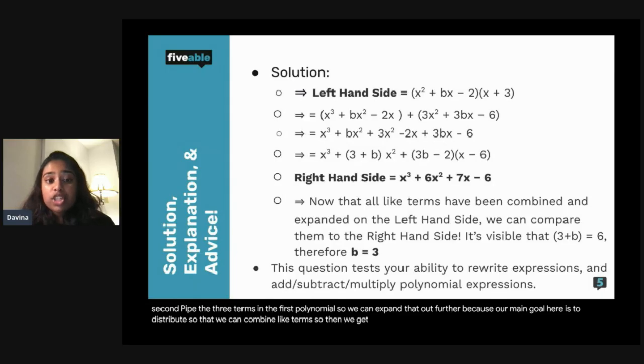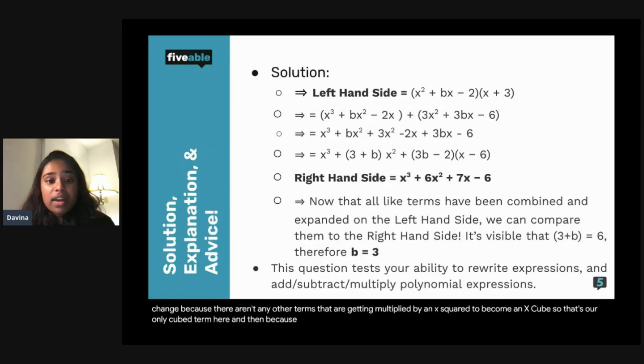So then we get x cubed. There aren't any other terms here that have x cubed, so x cubed is by itself, plus bx squared plus 3x squared. So we're starting to combine and write down our terms that are similar, minus 2x plus 3bx minus 6. Again, we can still combine this further because we still have like terms that haven't been fully combined yet. They're just arranged nicely so that when we do need to combine them, we can. So now we have x cubed. Again, that doesn't change because there aren't any other terms getting multiplied by an x squared to become an x cubed. So that's our only cubed term here.